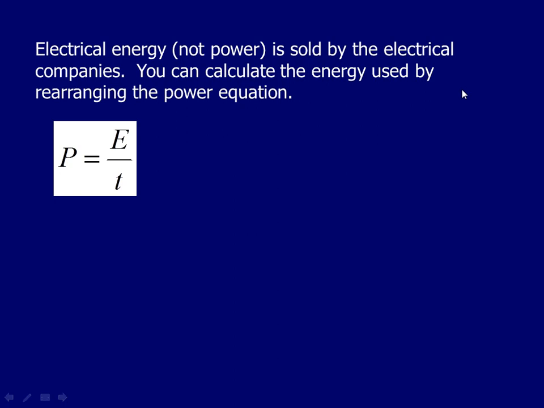Okay, so we already have this equation. But remember, we don't pay for power, we pay for energy. So I need the energy version of this equation. Just write it down. So what's the energy version of this equation? Jessica? P times T. Power times time.